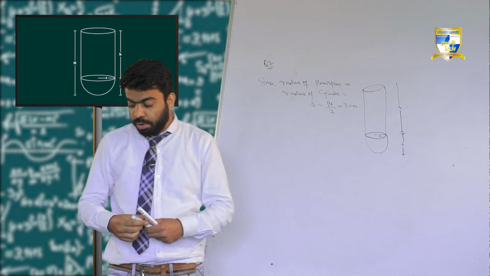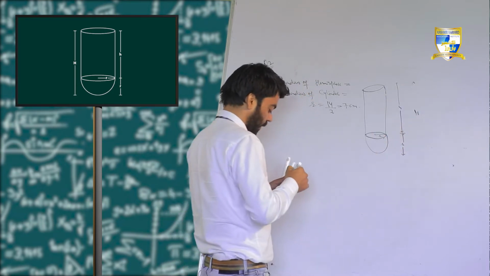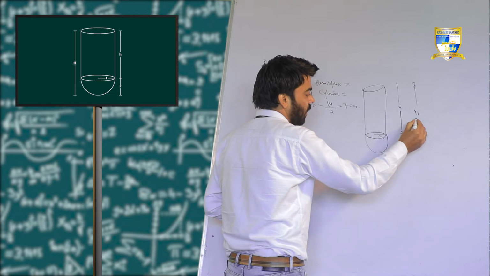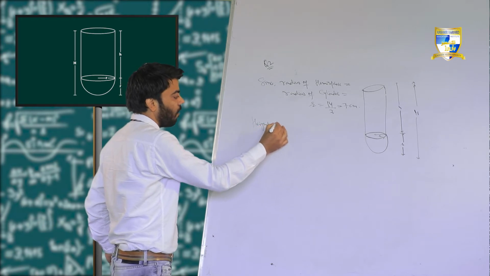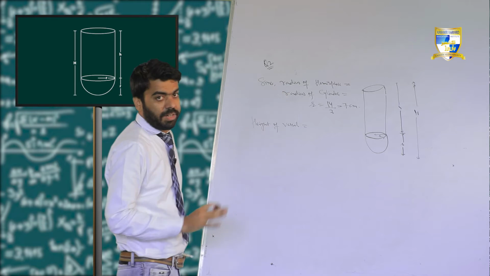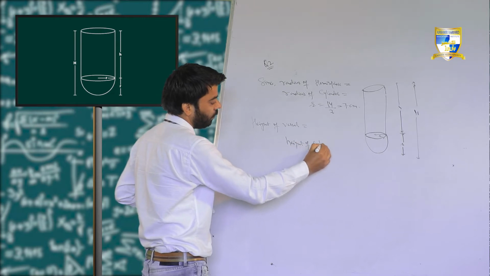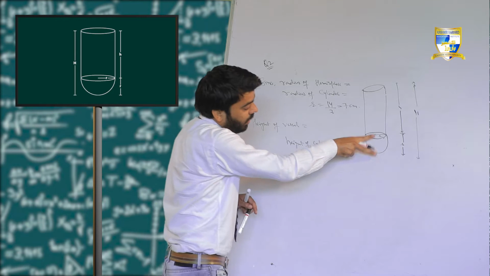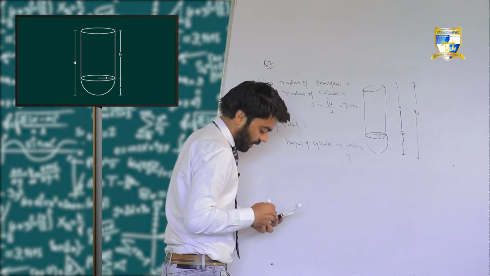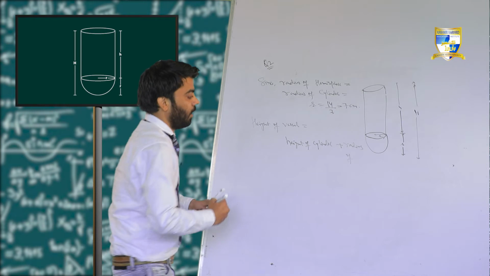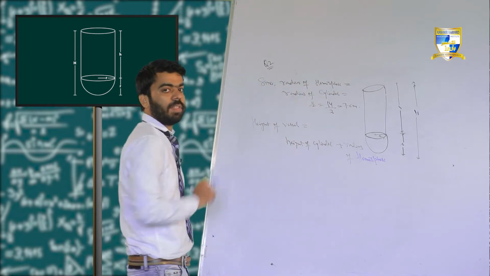Also, the total height of the vessel is given. If I put capital H here, capital H is the total height of the vessel. From the figure it's clear that it is equivalent to the height of cylinder plus the radius of hemisphere. Radius of hemisphere I know is equivalent to 7 centimeter.